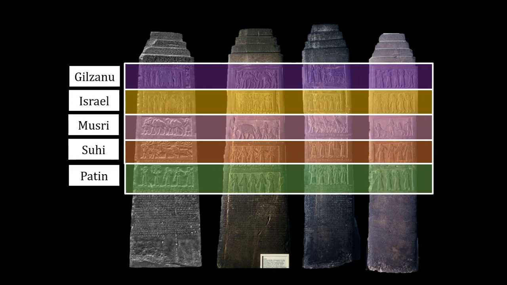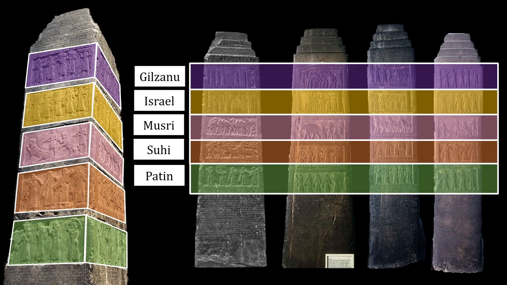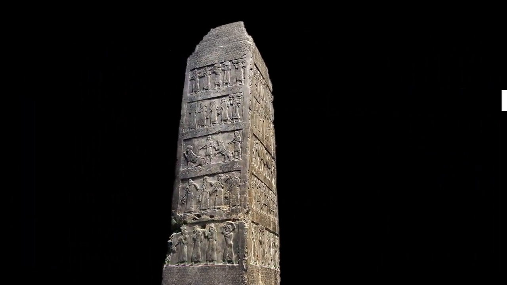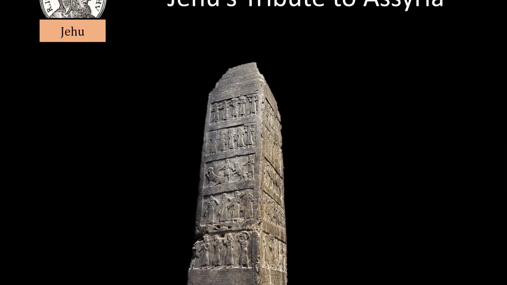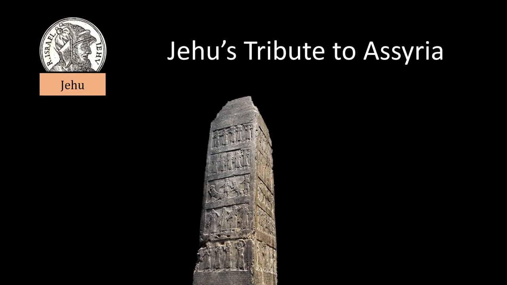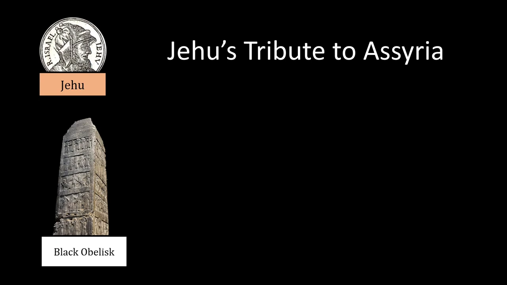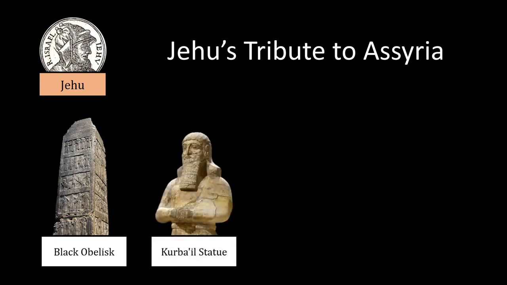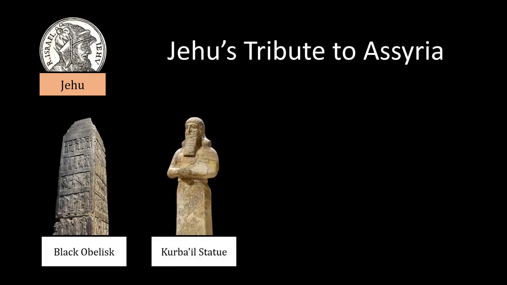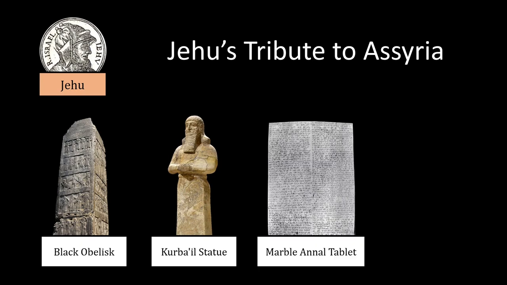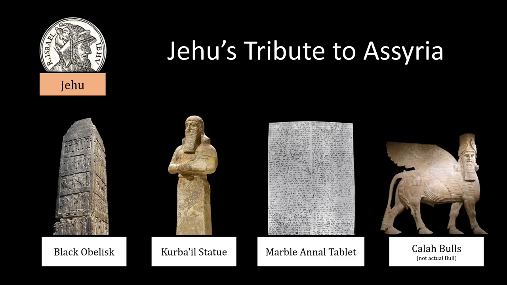Okay, there's another thing that makes Israel's tribute really fascinating, and it isn't just the size of it, but it's the fact that Israel's tribute isn't just recorded on the Black Obelisk. Jehu's tribute to Assyria is recorded on 3 other Assyrian monuments. So not just the Black Obelisk, but also the Kubali statue of Shalmaneser III, and also the marble annal tablets, and also the Kala bulls. Thus, we have 4 sources for Jehu's tribute to Assyria, which is amazing.